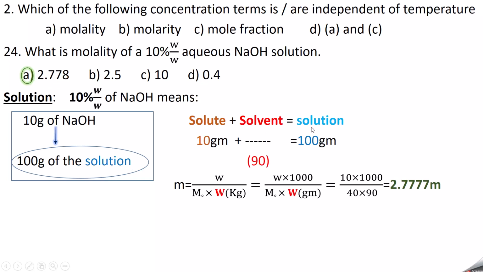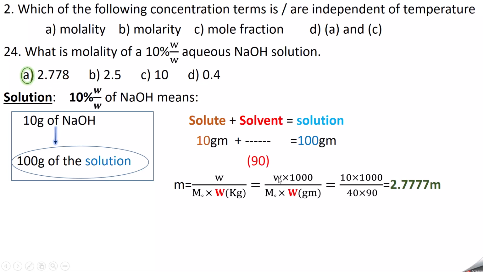The solution is always made with solute and solvent. The solute is sodium hydroxide, 10 gram given. The solution is 100 gram, so the remaining will be the solvent weight, which is 90 gram. Now you have to find out the molality. m is equal to weight of the solute into 1000 divided by M naught into weight of the solvent in gram. Since the weight is given in gram, you have to multiply the numerator by 1000.